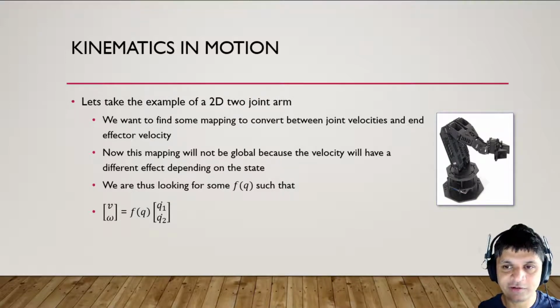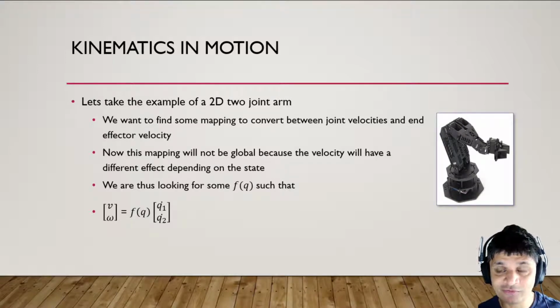Okay, so as it's stated over here, we're looking for some mapping so that we can calculate the linear velocity and the angular velocity of my end effector, and it must be equal to this mapping, which is a function of the joint states, multiplied by the joint velocities. So I want some linear transformation that takes me from my joint velocities to my end effector velocities. But that linear transformation can't be global. It's just not possible. It has to be a function of the joint state. Does everyone understand why it's a function of the joint state?